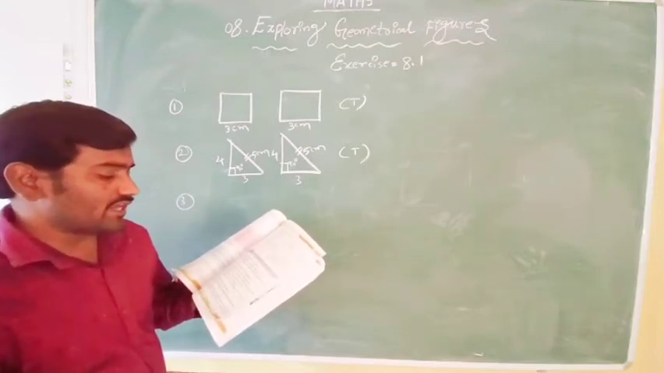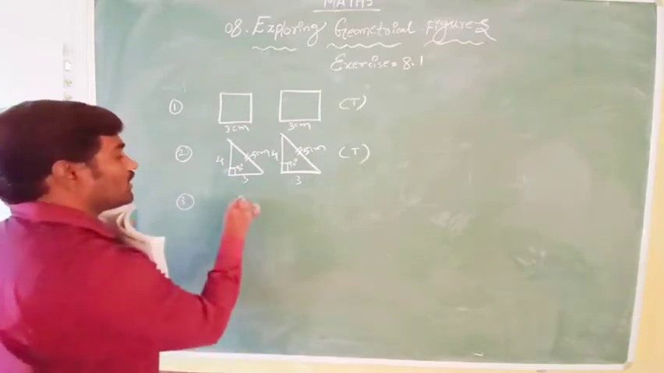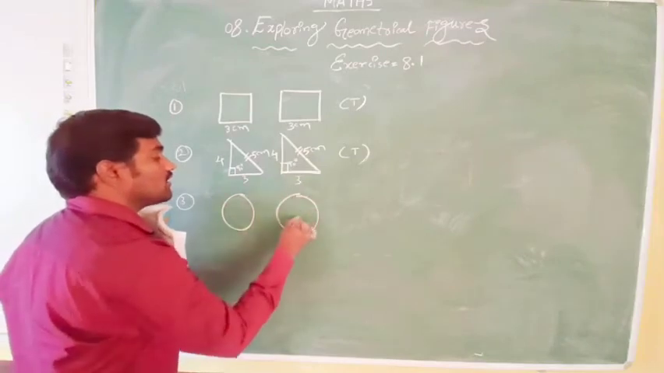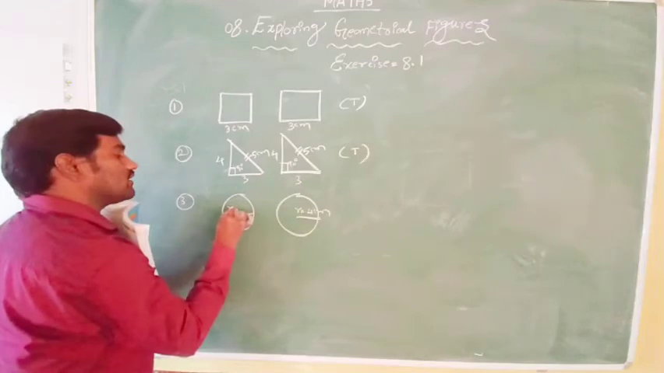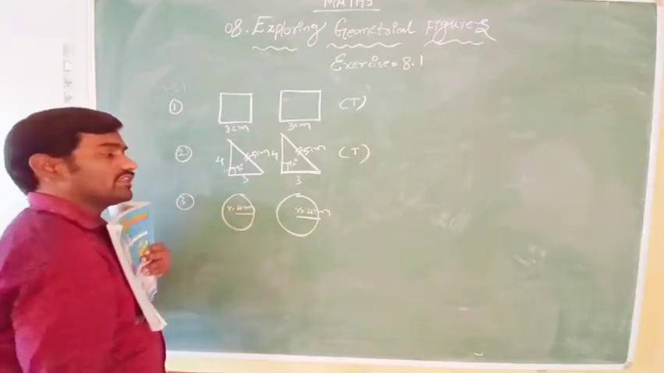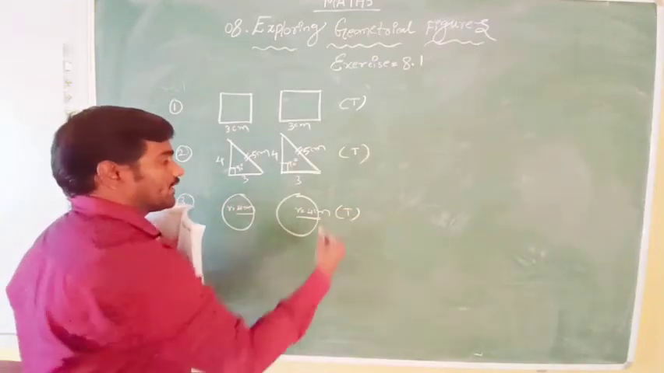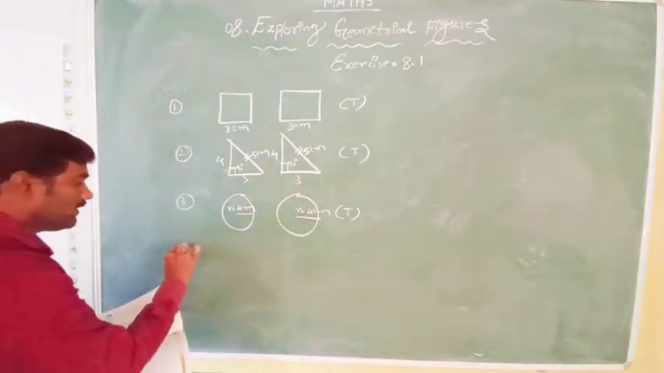Any two circles of radius 4 centimeters are congruent. Yes. There are two circles with radius equal to 4 centimeters. Are they congruent? Yes, they are congruent. It is a true statement again. Then the fourth question.